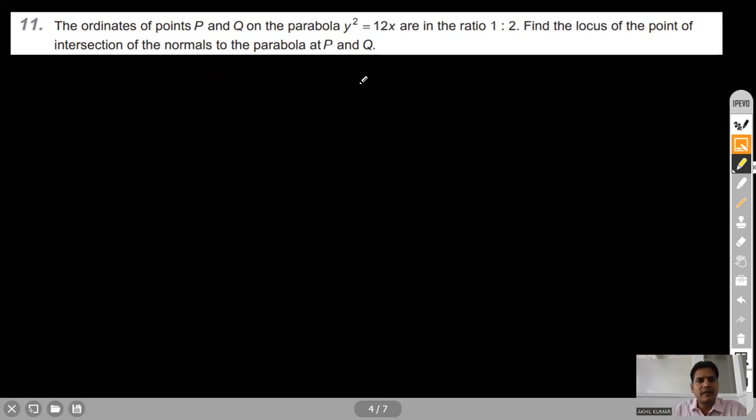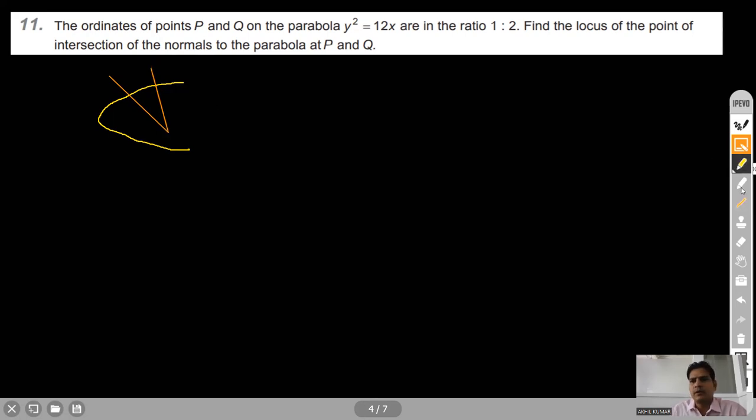So basically, one parabola is given here, y square is equal to 12x. Let me assume this as the parabola, and we are having normals at P and Q. So let me draw. Suppose this is our point P, this is our point Q. We have drawn normals at these, and they're meeting at some point. Now we have to find the locus of the point of intersection of the normals.